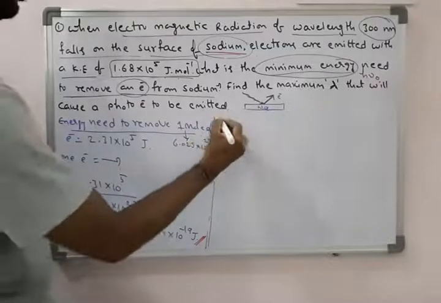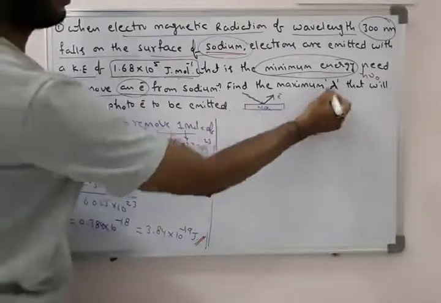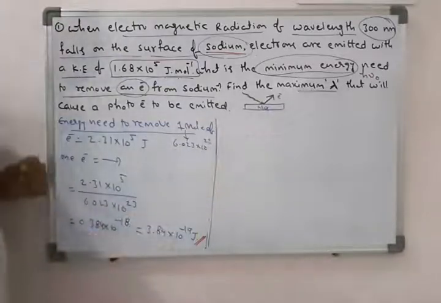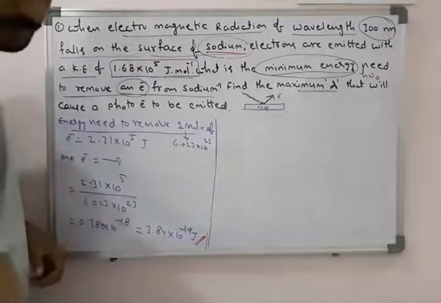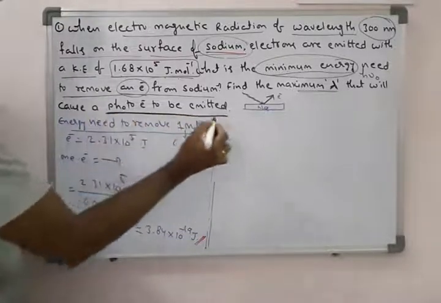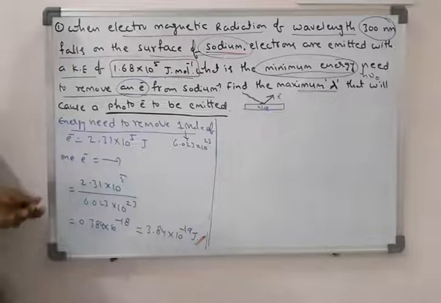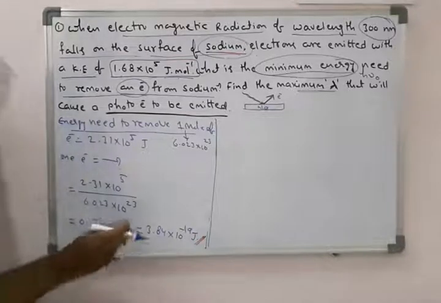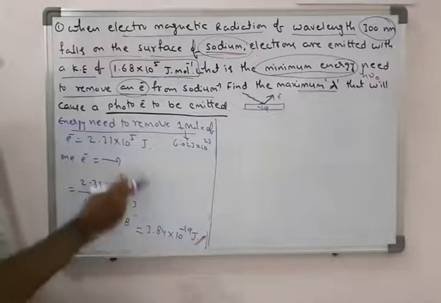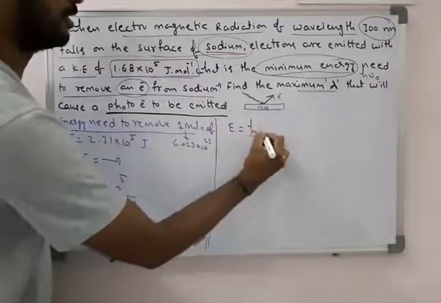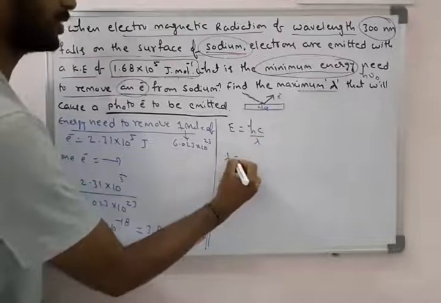Okay, see, in the second calculation, we need to find the lambda. So the lambda value has to be found out. So for what? For a photoelectron to be emitted, so what is the energy required? So the energy required is, we know that we need to convert it into lambda. So for one particle we know that E is equal to hc by lambda, we need to calculate lambda.